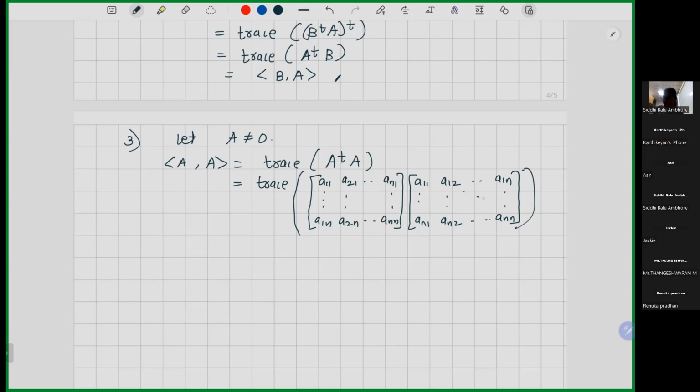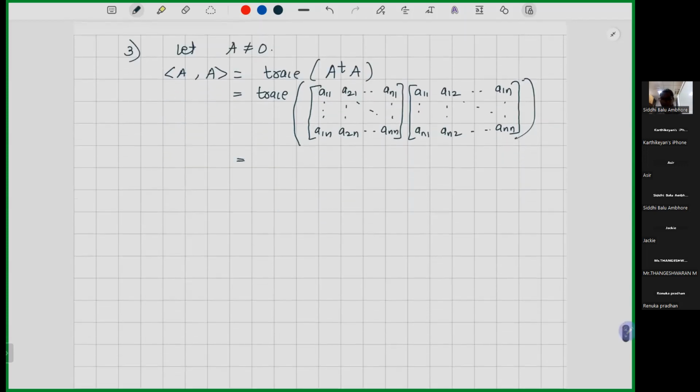And so on. So if I multiply this, when I want the trace, I only care about the diagonal entries of a matrix, the 1,1, 2,2, 3,3 entries. Okay. So I will just evaluate those entries and not the others. So then how will this look? The new matrix will be of this form, right? So first is A11 square plus A21 square plus, so on up to AN1 square.